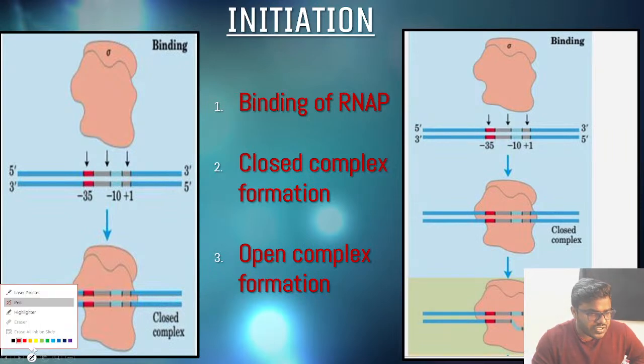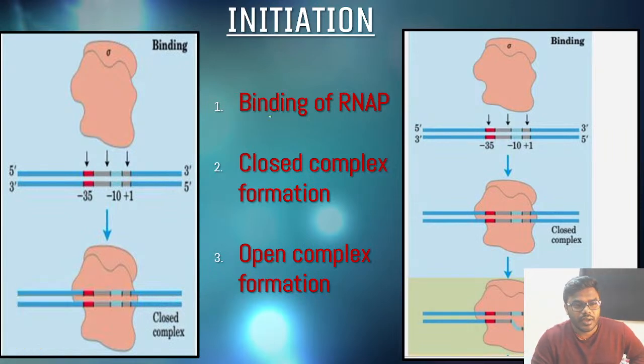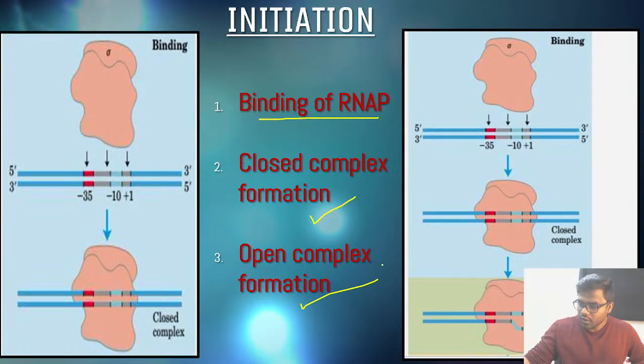Friends, the first steps of the initiation we can call binding of RNA polymerase, closed complex formation, then friends, open complex formation. What is this closed complex and open complex? Friends, every one of you please kindly look into the diagram very carefully. You all can see the diagram.